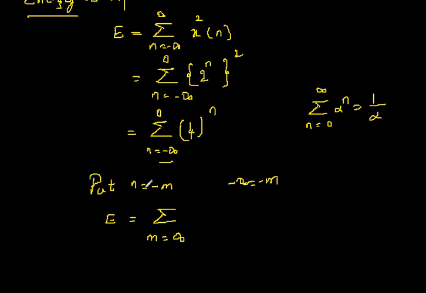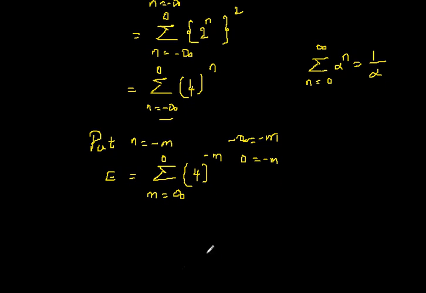What would be the upper limit? n equal to 0. Put 0 over here. I'll get 0 equal to minus m. So m is going to be 0. There is no difference between plus 0 and minus 0. So I'll give it as 0. 4 to the power, so what is n now? We have put n equal to minus m. So it becomes minus m. Very simple.